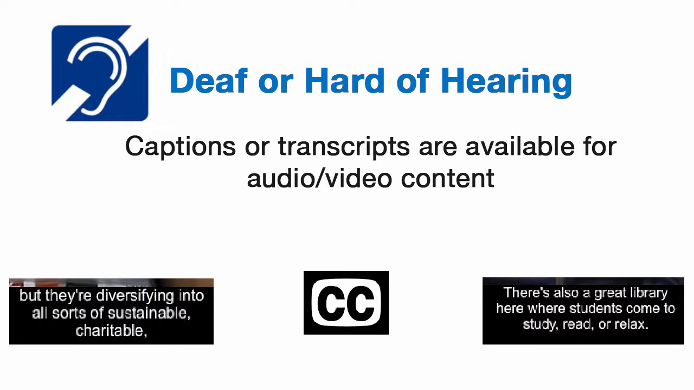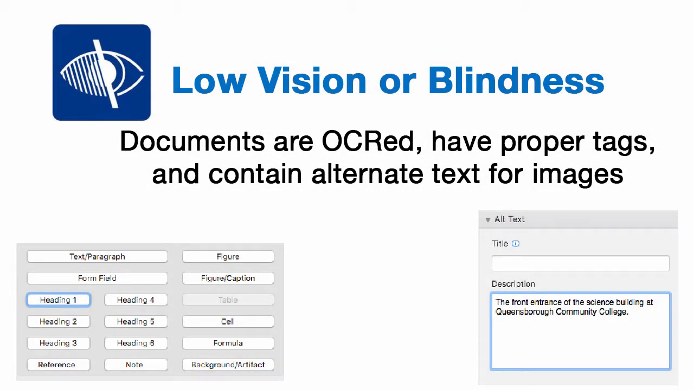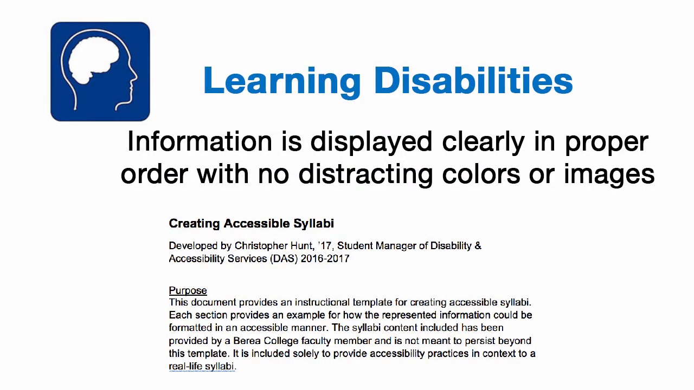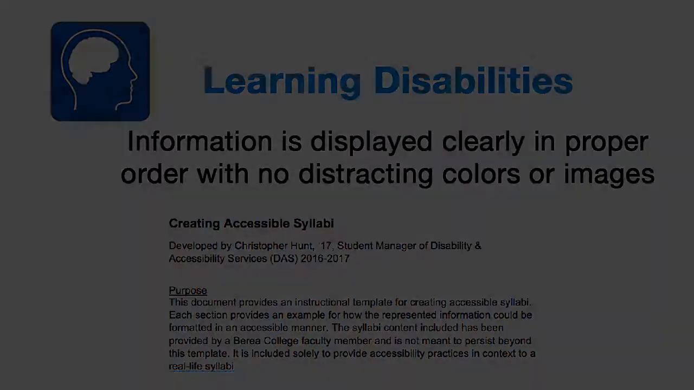Having videos captioned or transcribed not only benefits those who are deaf or hard of hearing, but they benefit all students. For example, those who are ESL learners or those who have learning disabilities, and they can help students in general better retain information. Documents that are accessible are OCR'd, which I'll get into in just a moment. They have proper tags and contain alternate text for images or non-textual objects. Information is displayed clearly in proper order with no distracting colors or images.